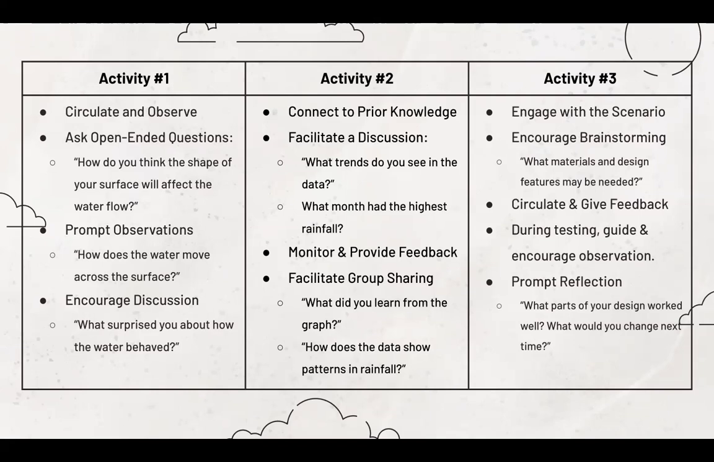And then activity 3, introduce the scenario and engage with it and begin the brainstorming process. Start asking questions like what materials and design features might be needed. Give feedback as you walk around. And while they're testing, it's really important that you're guiding and encouraging observations. So like, what do you see? And then once again, come back and have a reflection or discussion. So like, what parts of your design might have worked well and what would you change for the next time?